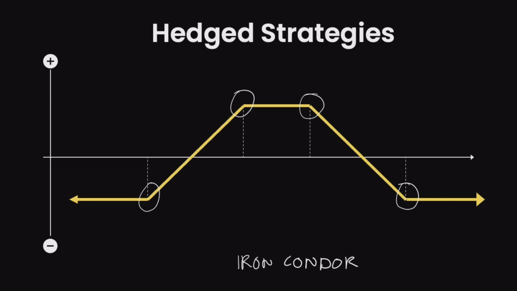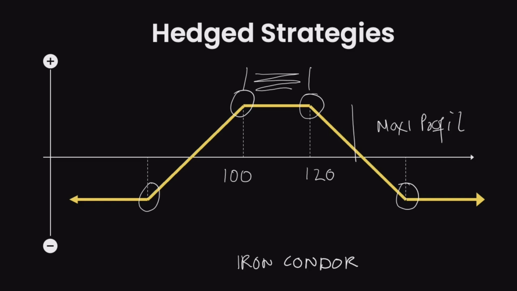Now, why is this important? You see, let's say our market analysis shows us that the market is going to be range bound between these two levels, and let's say this is 100 and this is 120. So as long as it stays range bound between this level, you're making your maximum profit of whatever it is. Right now, but that's not really the point I'm trying to make here.